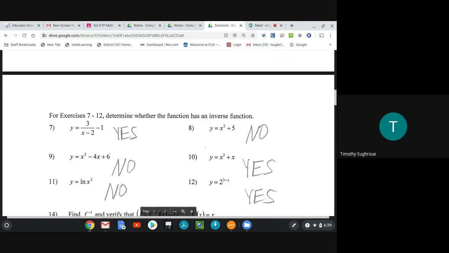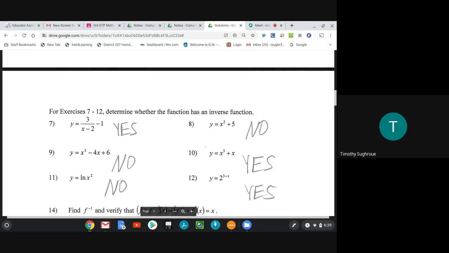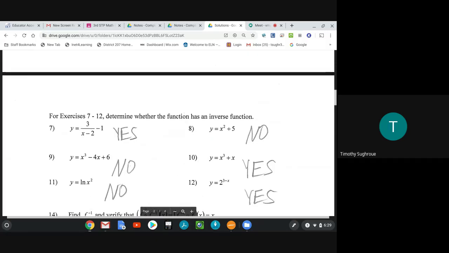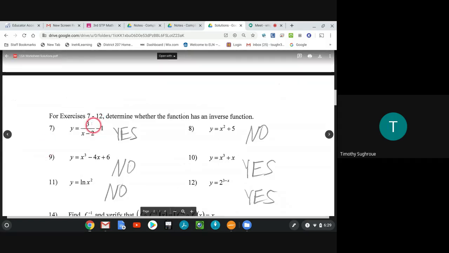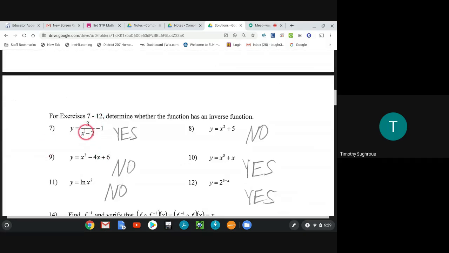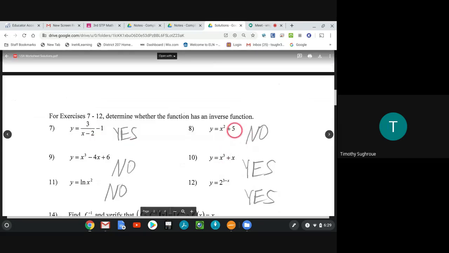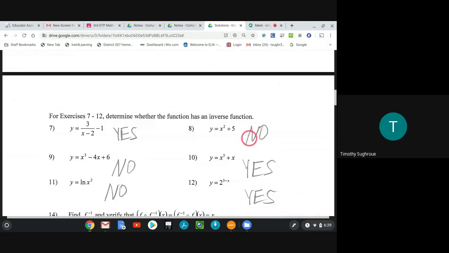What about these? Without a graphing calculator, some of these would be tough to tell. This one here does have an inverse. You could switch x and y and resolve for y. It would take some work to resolve for y, but we could do it. 8. This is a parabola that opens upward. So it is not one-to-one. It does not have an inverse.